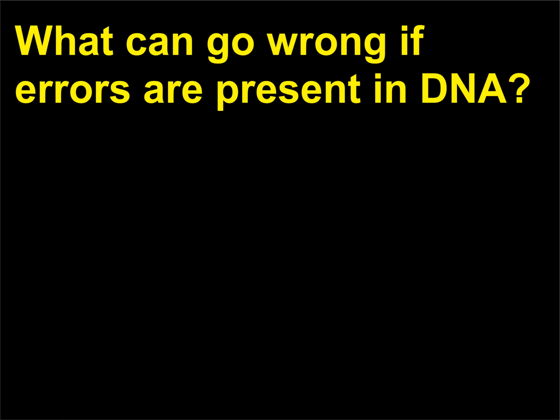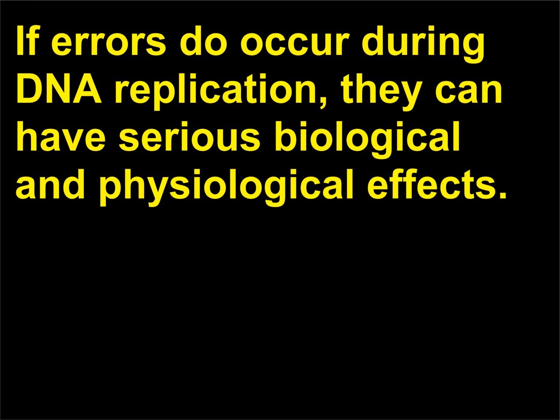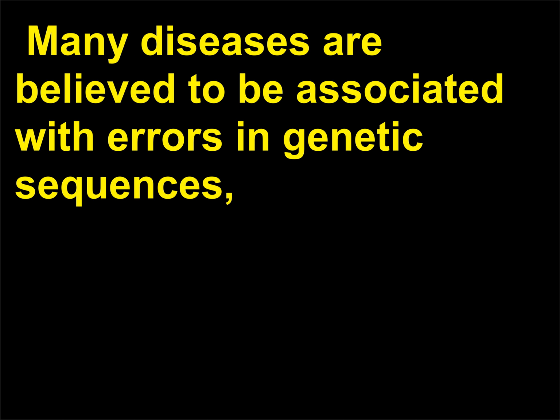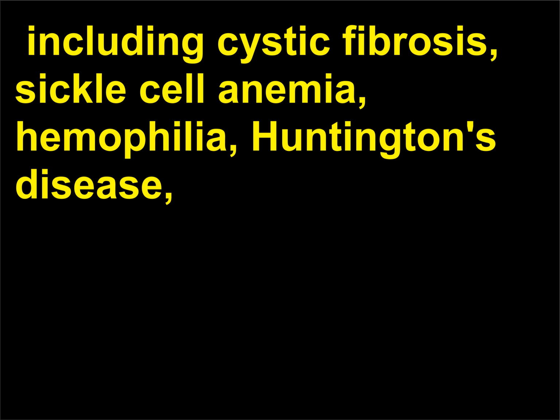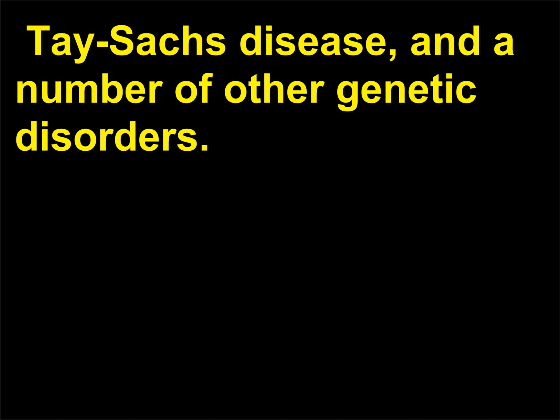What can go wrong if errors are present in DNA? If errors do occur during DNA replication, they can have serious biological and physiological effects. Many diseases are believed to be associated with errors in genetic sequences, including cystic fibrosis, sickle cell anemia, hemophilia, Huntington's disease, Tay-Sachs disease, and a number of other genetic disorders.